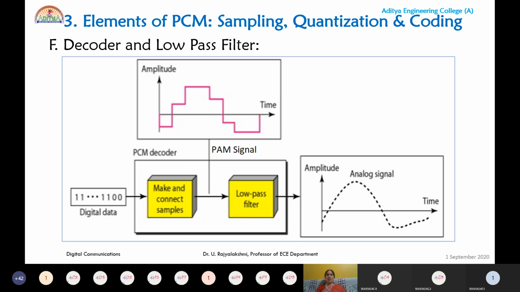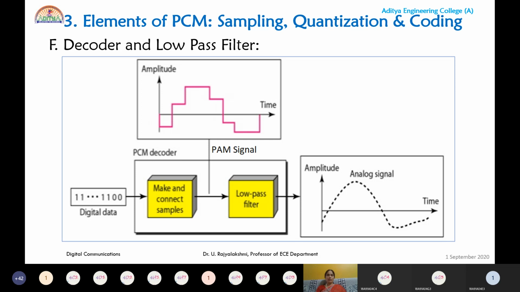So what is the conclusion here? The decoder converts the binary sequence into a PAM signal. That's all. Now that PAM signal is reconstructed using the low pass filter. What does this low pass filter do? The low pass filter reconstructs the message signal from the PAM signal.